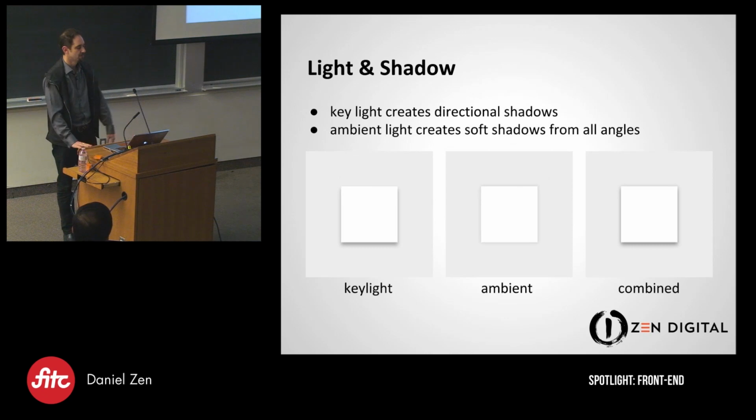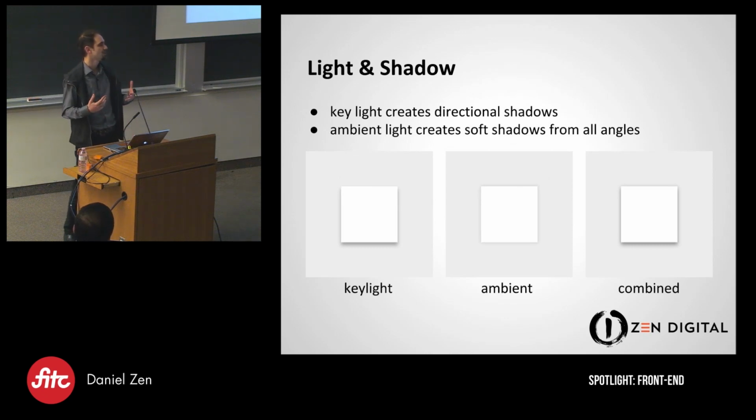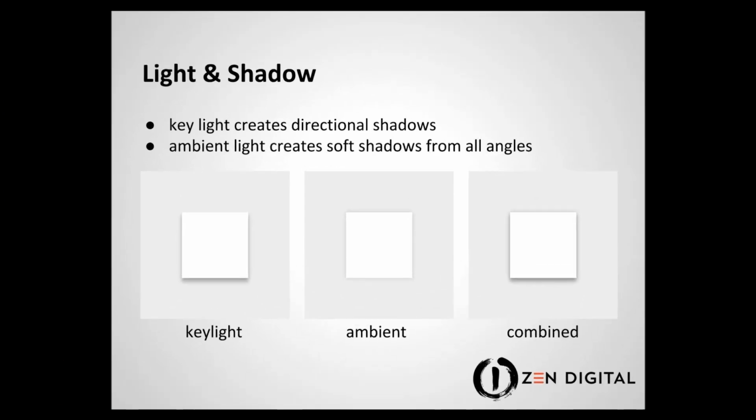So, light and shadow. There are two lights that illuminate objects inside the material design space. There's the key light, which creates the directional shadow. There's an ambient light that creates a soft shadow from all angles, and they combine together to give you the look at the right there.